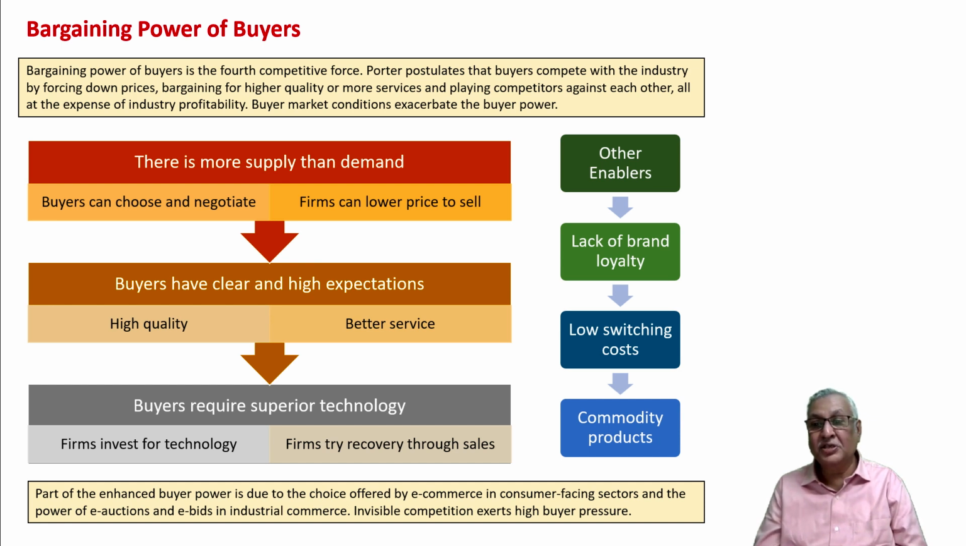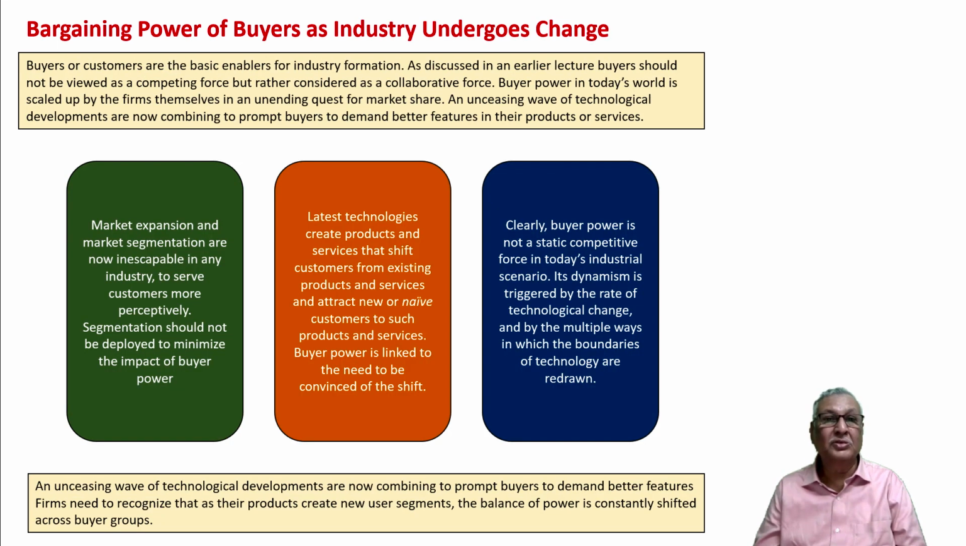There are other enablers as well, such as lack of brand loyalty, low switching costs, and commodity prices. Part of this enhanced buyer power is due to the choice offered by e-commerce in consumer-facing sectors and the power of e-auctions and e-bids in industrial commerce. Invisible competition exerts high buyer pressure. So the bargaining power of buyers also undergoes a change as industry undergoes change.